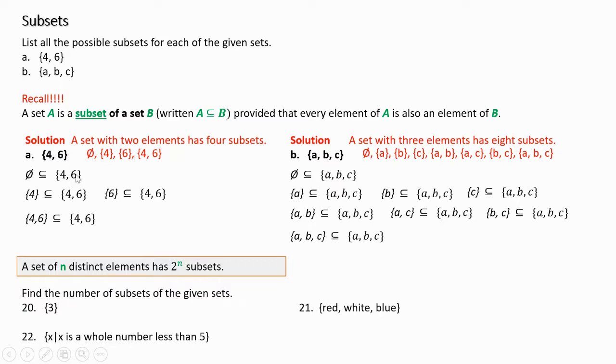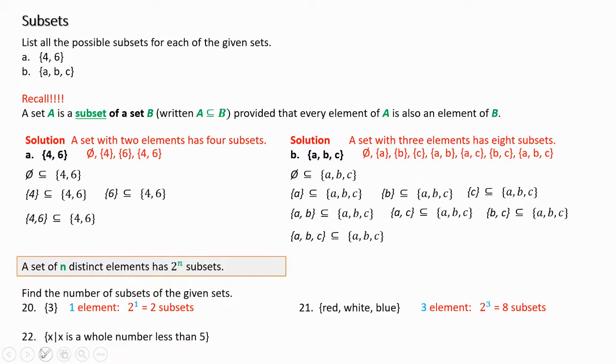But here, guys, they want you to list them. So if they say to list them, you have to do it in this format, like A, and B, and C. But if they want you to find the number of subsets, they don't want you to list them. They want you to find them, right? So for 20, it's going to be 1 element, so it'll be 2 to the 1st power, which is equal to 2 subsets. Number 21, we have 1, 2, 3, so it's going to be 2 to the 3rd power, which is equal to 8 subsets.